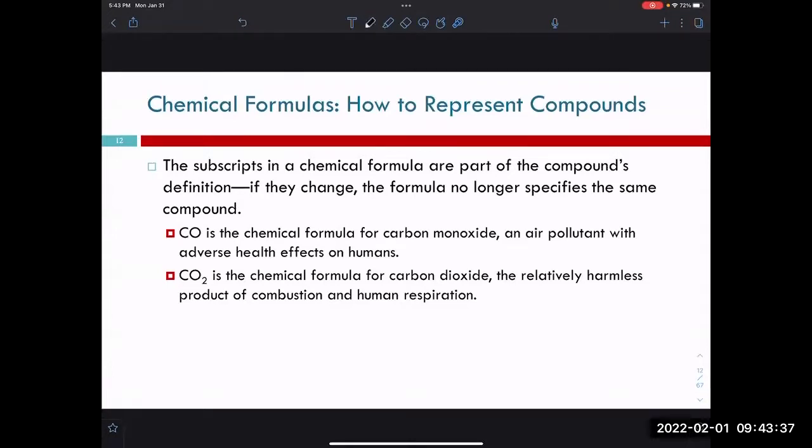So one of the chemistry jokes is a chemist walks into a bar and orders a glass of H2O. A second chemist walks in and says, I'll have a glass of H2O too. And he takes a drink from his glass and he dies because he was not served water, which is H2O, but he was served hydrogen peroxide, which is H2O2.